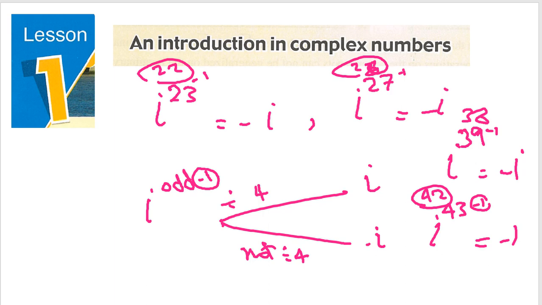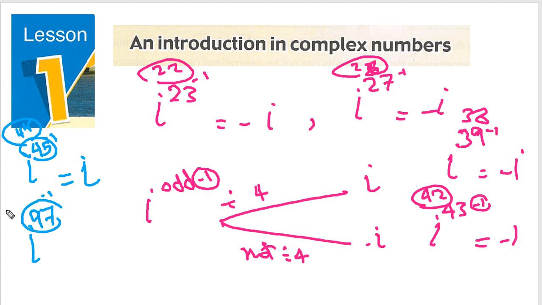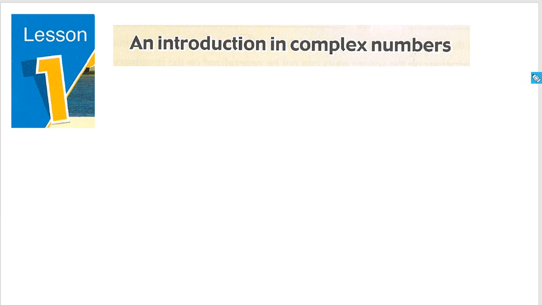But here, if I write i to the power 45, this is odd. Subtract 1, it will be 44. 44 is divisible by 4, then it will be i. Then if you write 97, this is odd. Subtract 1, it will be 96. 96 divisible by 4? Yes, then it will be i, and so on. I think this is a shortcut to help you get i raised to any power. For example, look at this question.